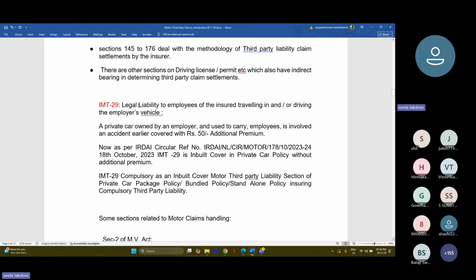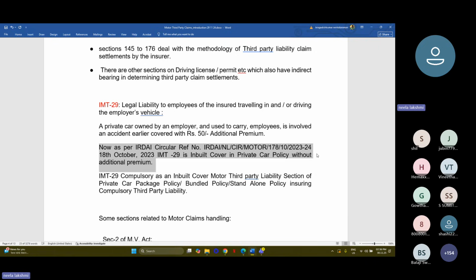Legal liability to employees of the insured traveling in the employer's own vehicle. For example, a private car owned by an employer and used to carry employees involved in an accident was earlier covered with 50 rupees additional premium. But now, as per the IRDA circular, which came into effect from 18th October 2023, IMT 29 is an inbuilt cover in a private car policy without any additional premium.